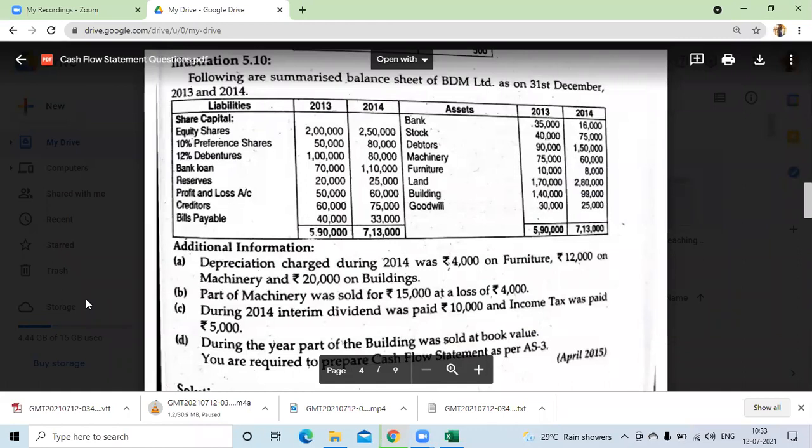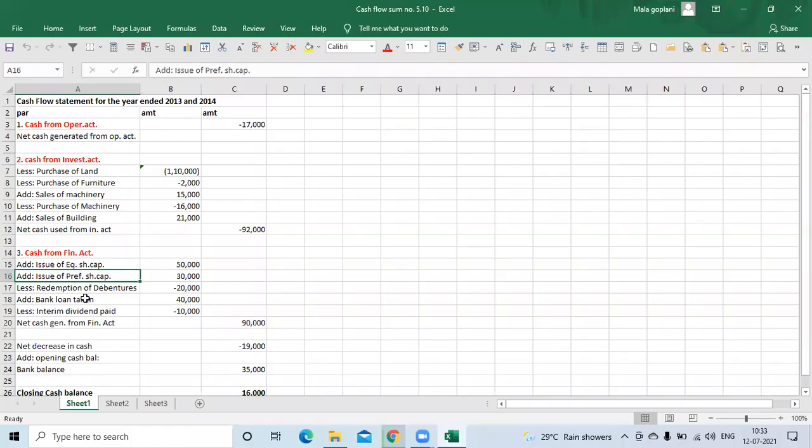Earlier it was 1 lakh and now it is 80,000. Tell me, redemption of debentures. Which activity? Financing activity. Add or less? Less. Why less? Because we are not receiving money, cash is going out. Very good. Cash outflow.